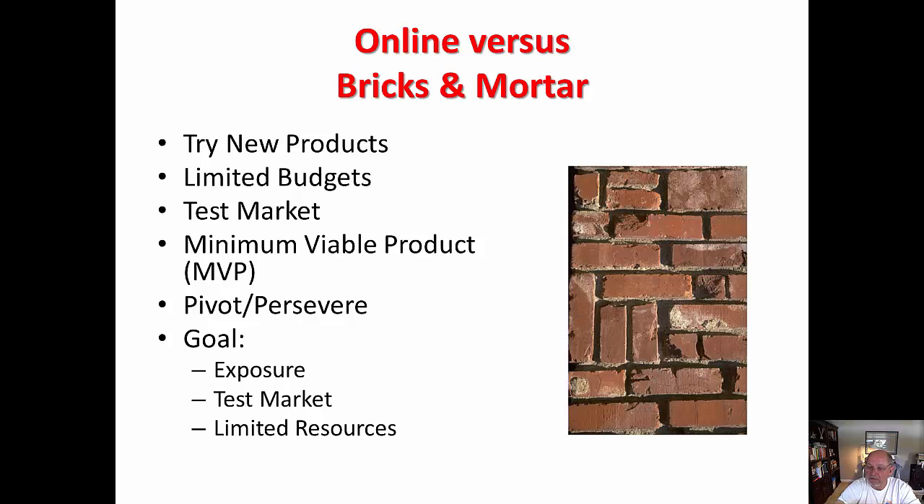Well, here's a way that you can test the market for your new products or services with just minimum cost. Remember, go back and look at your minimum viable product. Try it. You've got the built-in customer base. You've got a customer base that you can push it out to. Ask for the comments on it. Get it back. Decide if you want to pivot or you want to persevere. Your goal should be exposure, test the market, use limited resources. All these things can be accomplished with a true bricks and mortar, not just with online content.